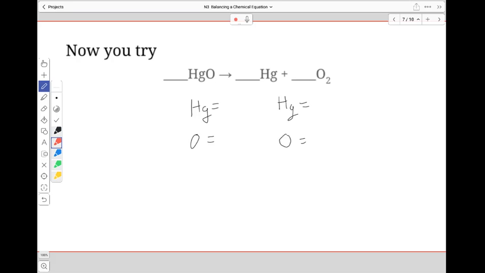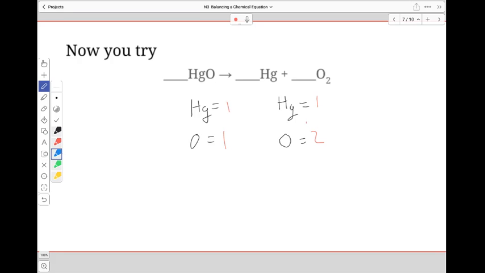So going from left to right, I see that I have how many Hgs? 1. And how many O's? 1. And on the product side, how many Hgs do I have? 1. And how many O's? 2 on the product side. Okay. So now I'm going to try to balance. Do I need to balance my Hgs at this point? I do not yet, because they're equal on both sides.